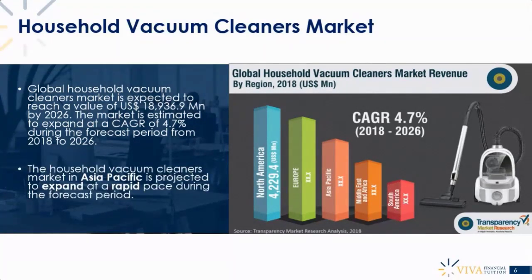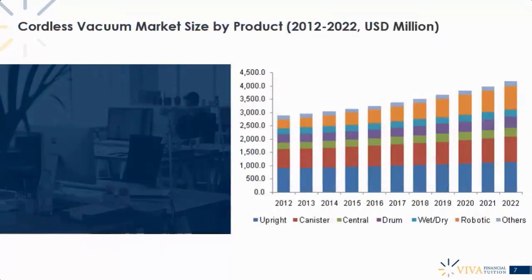So the household vacuum cleaners market in Asia Pacific is projected to expand at a rapid pace during the forecast period. That is the important takeaway here, that Asia Pacific is one of the fastest growing, if not the fastest growing region, and that's going to become very important from a strategic point of view, especially for a lot of the companies that are primarily based in North America and Europe when it comes to expansion plans. So just bear that in mind.